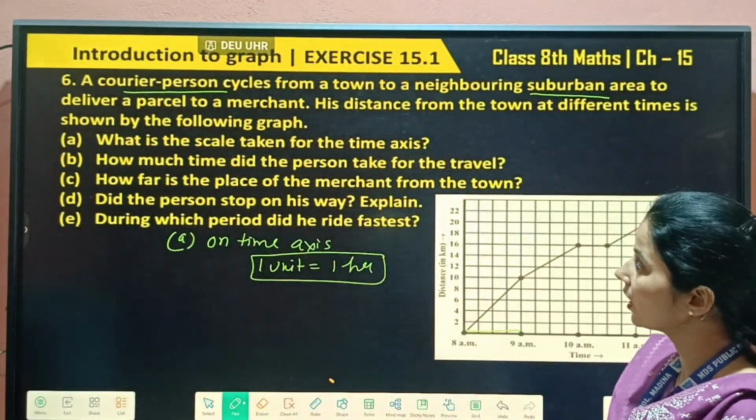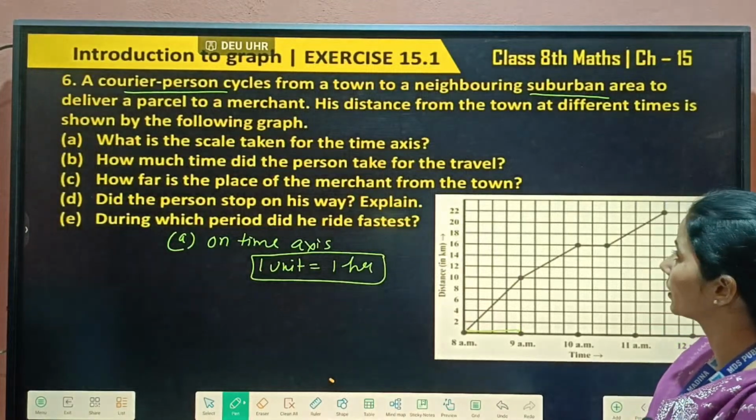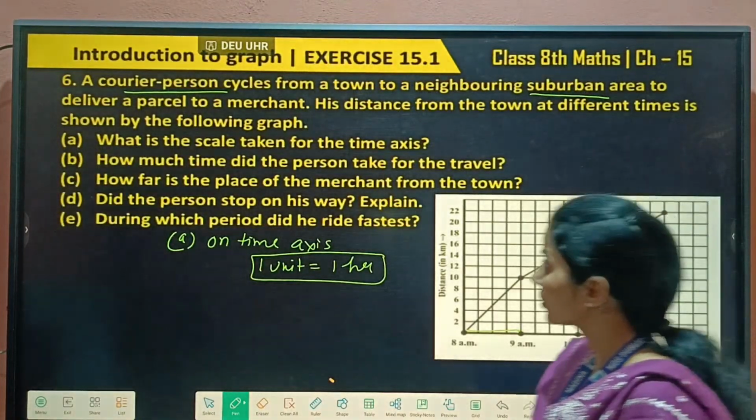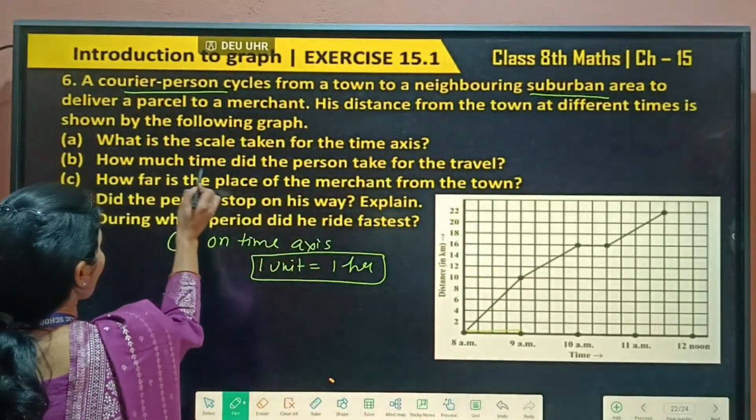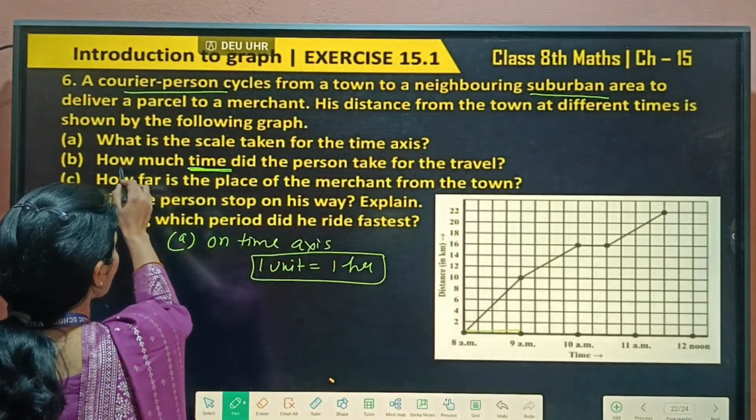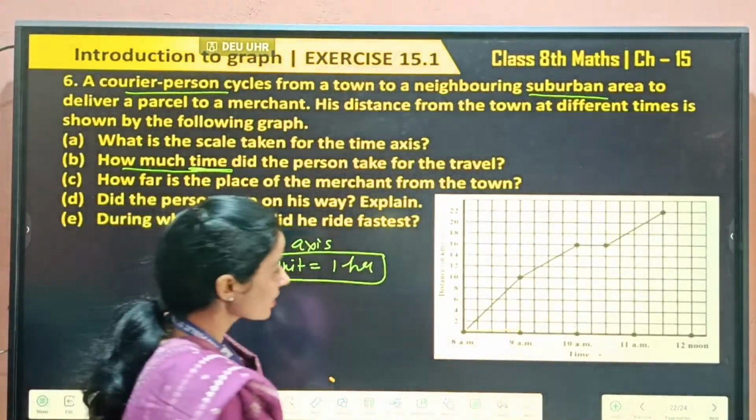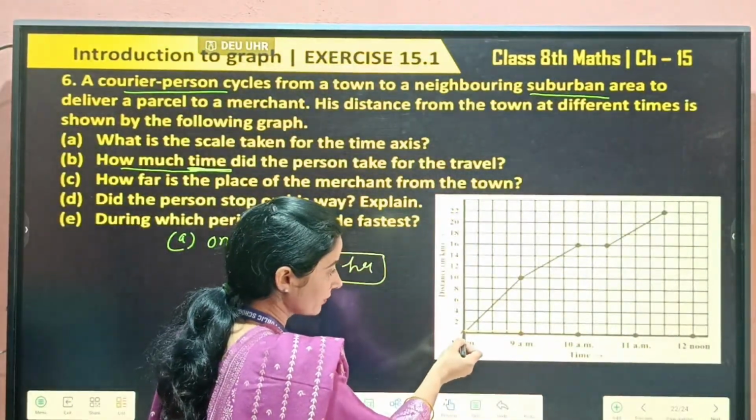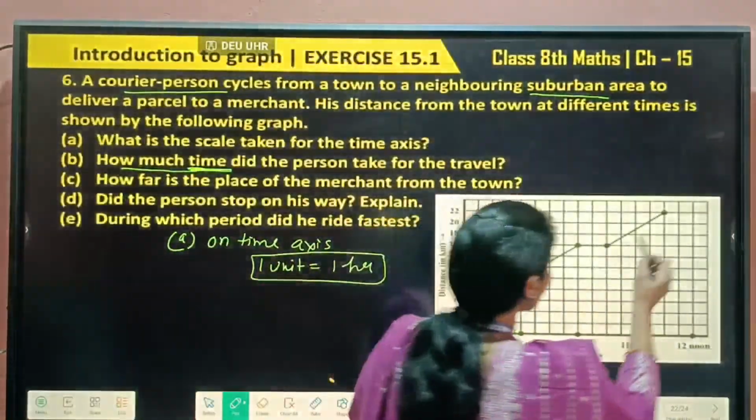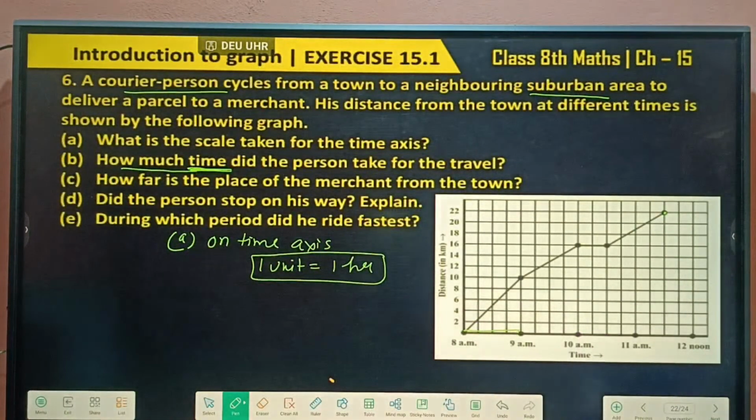What is B part? How much time did the person take for the travel? We need to tell the time. He started his journey from there and till there he traveled. Means he traveled up to 11:30. It is exactly in between, so it will be 11:30.